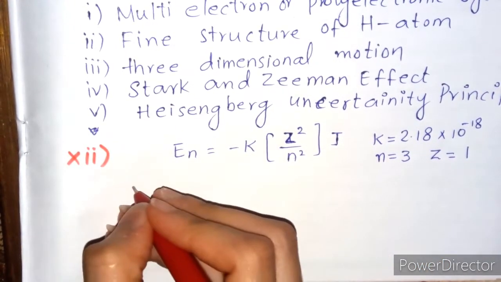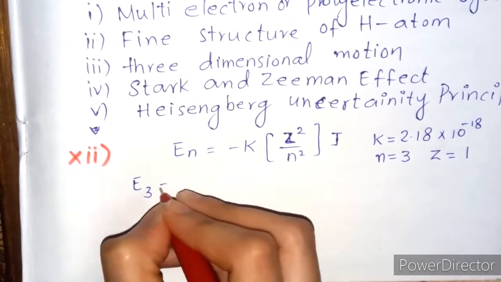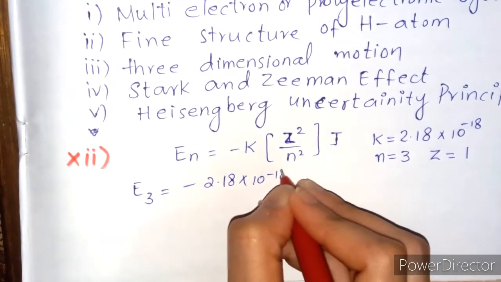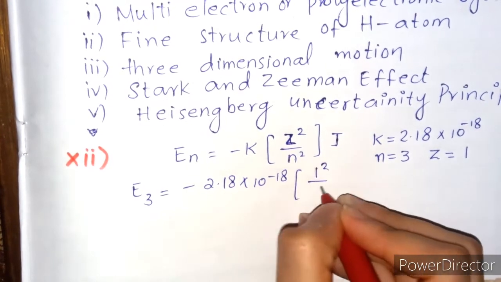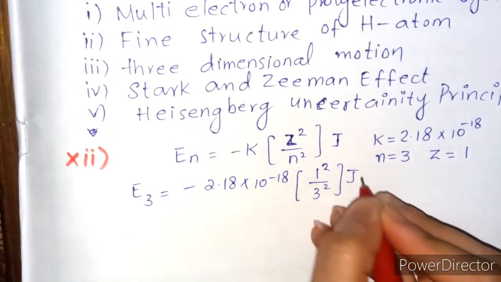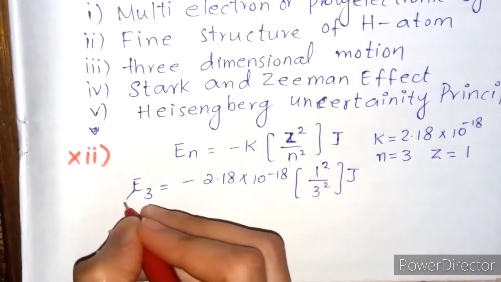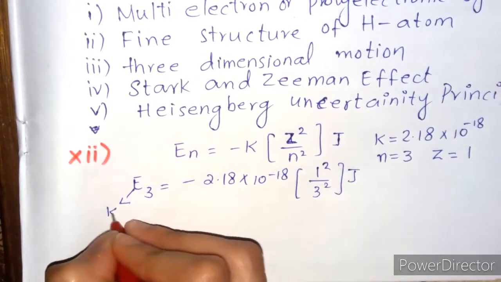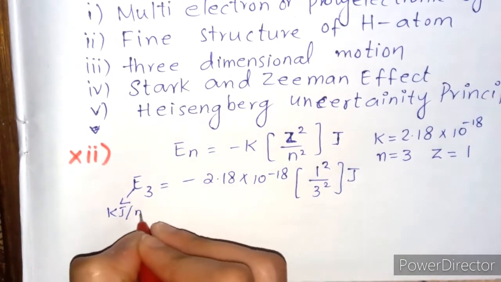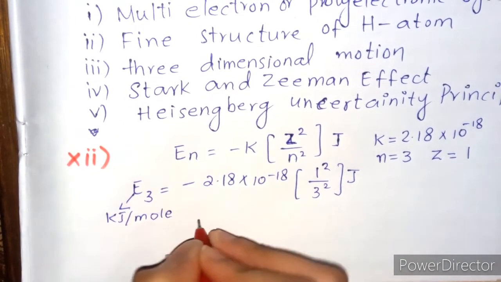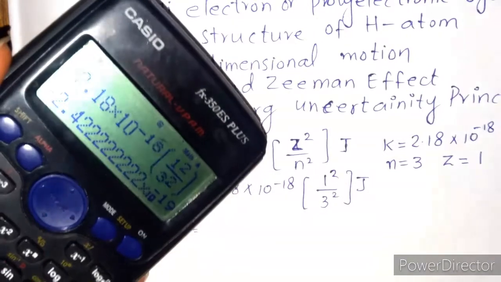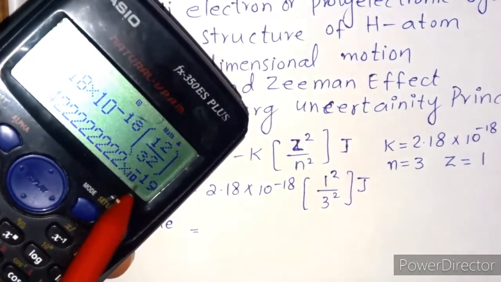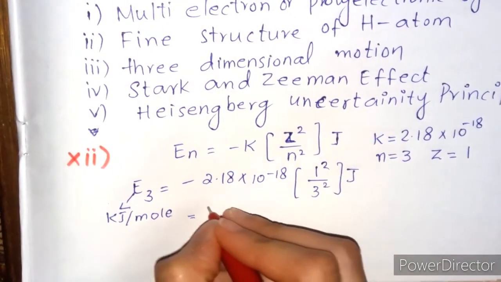Now putting in the values. E3 is equal to minus 2.18 times 10 to power minus 18, Z square is 1 square divided by 3 square, in joule. Remember, the unit of energy is kilojoule per mole. Now solving it, we get the answer minus 2.42 times 10 to power minus 19.